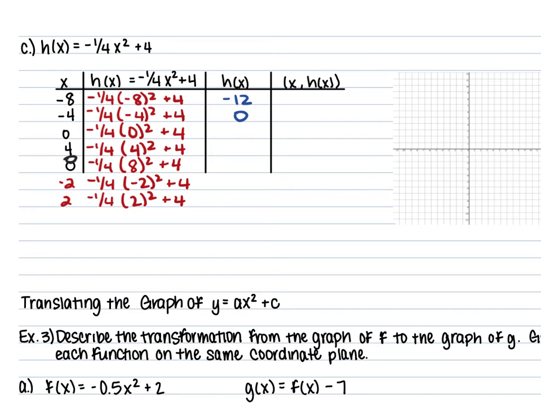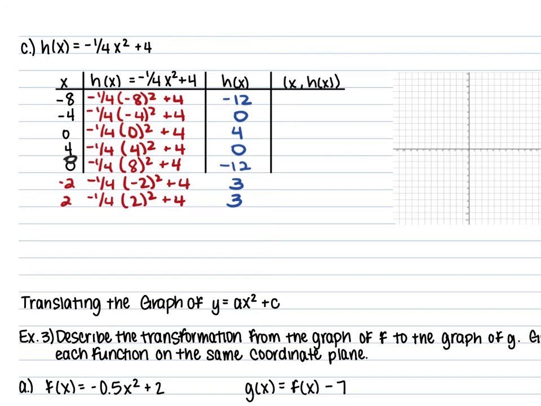Zero squared is 0, divided by negative 4 is 0, plus 4 is 4. The negative 1/4 times 4 squared plus 4 gives us 0. The negative 1/4 times 8 squared plus 4 gives us negative 12. The negative 1/4 times negative 2 squared plus 4: negative 2 squared is 4, divided by negative 4 is negative 1, plus 4 is 3. And we're going to get a 3 for the positive 2 as well.